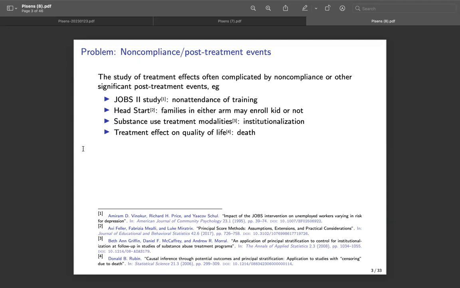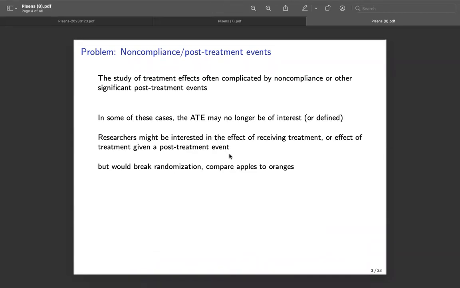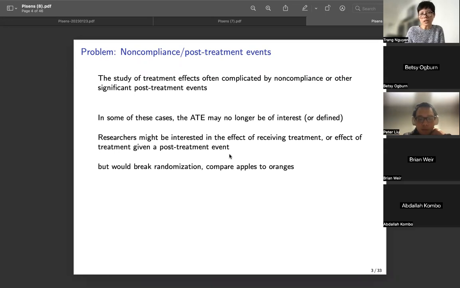In the case of substance use treatment, one study finds that people in the different modalities of treatment actually have different rates of institutionalization. So it's unclear whether the apparent effect of treatment is due to the treatment itself or is due to institutionalization. And then there's also the issue that people die when what you want to study is the effect of some treatment on their quality of life. So in some of these cases, the usual average treatment effect may actually no longer be of interest. In some of the cases, they are not even defined.